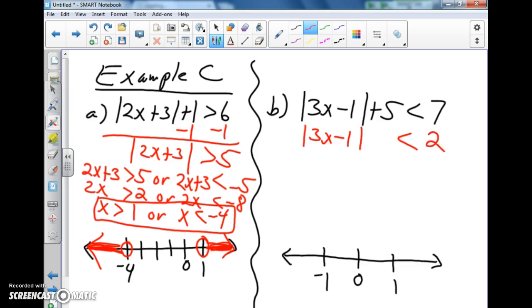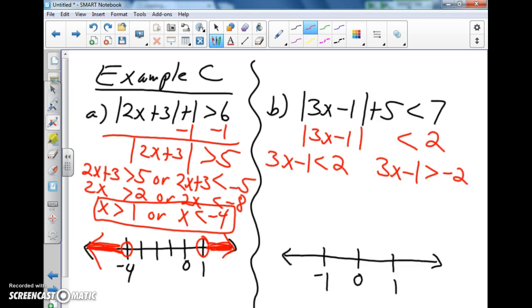7 minus 5 is 2. Now is the absolute value by itself? Yes. So now drop the bars, write it twice. Here's the positive one, and then here's the negative one. Flip the sign, put the negative onto it.